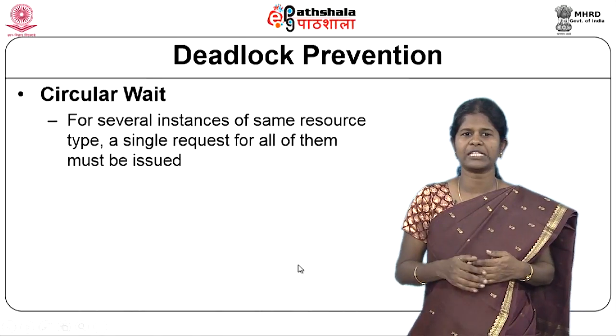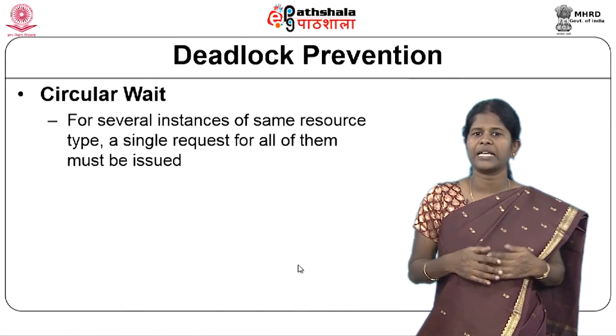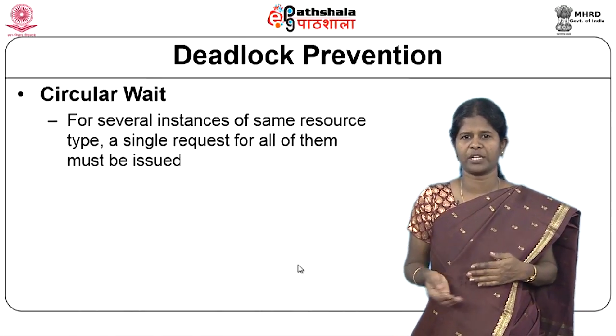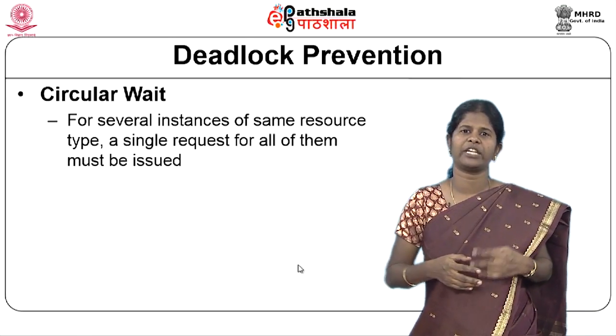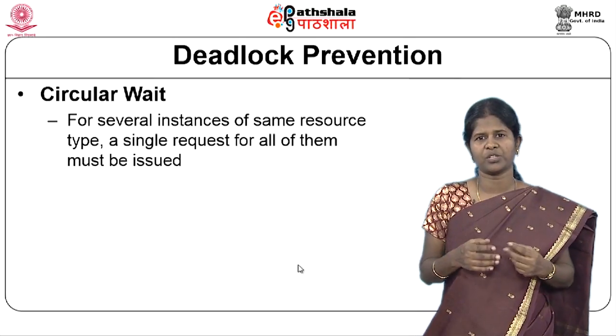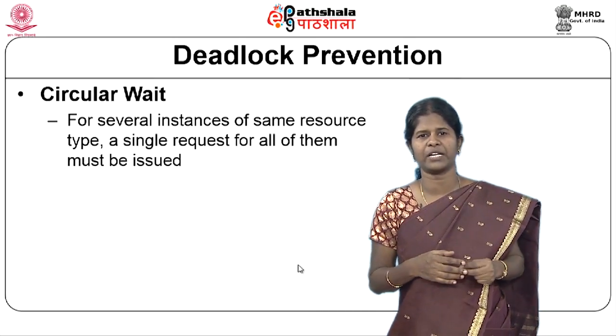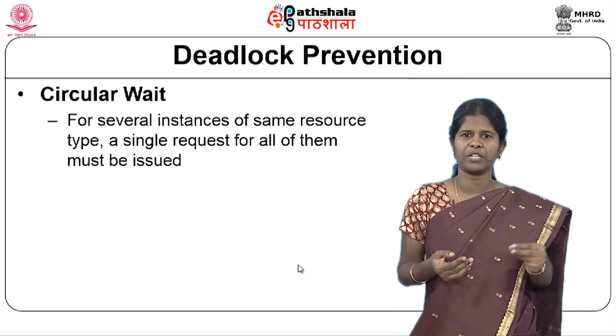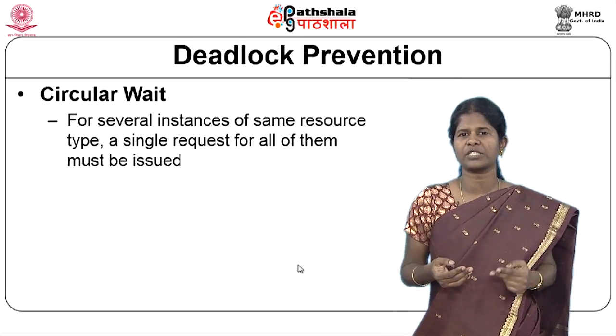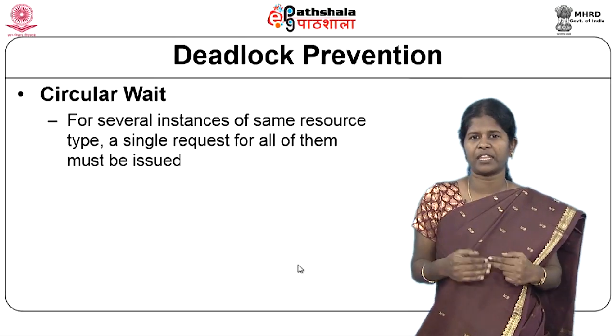For several instances of the same resource type, a single request for all of them should be issued. Say you need 2 tape drives, you need to get both the tape drives first and then only request for the disk drive. So, if you need 2 instances of resource type tape drive, then you need to get them together in one shot.